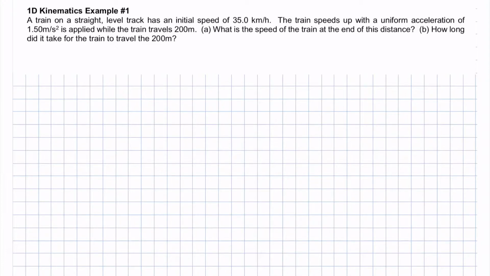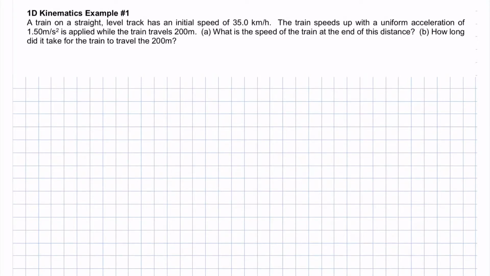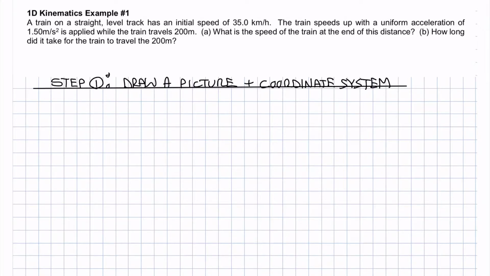We're going to determine A, what is the speed of the train at the end of this distance, and how much time did it take for the train to travel that 200 meters. There are generally a few steps that you can use in any type of problem solving, no matter what the type of physics problem. Step 1, draw a picture of the problem and include a coordinate system. This helps you visualize the problem and figure out what exactly you're trying to solve.